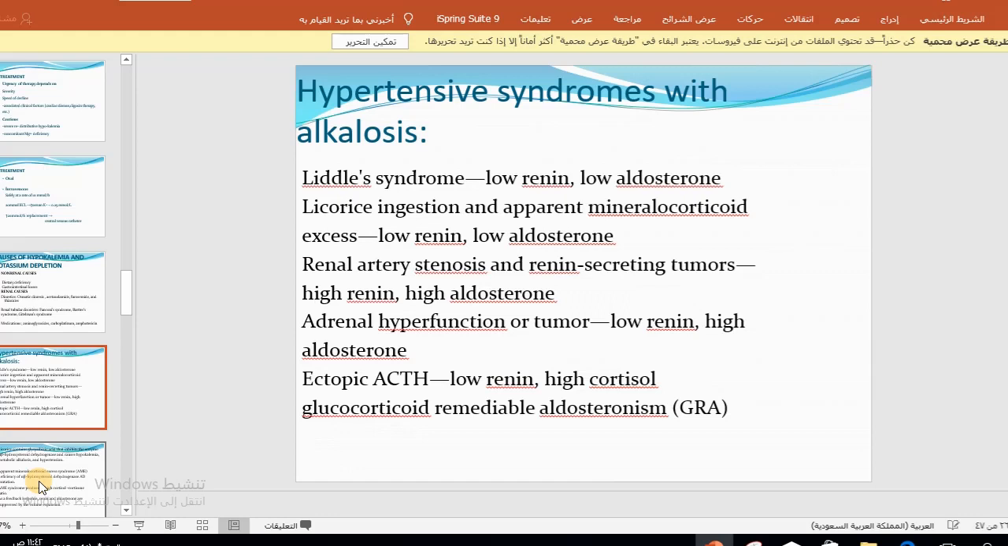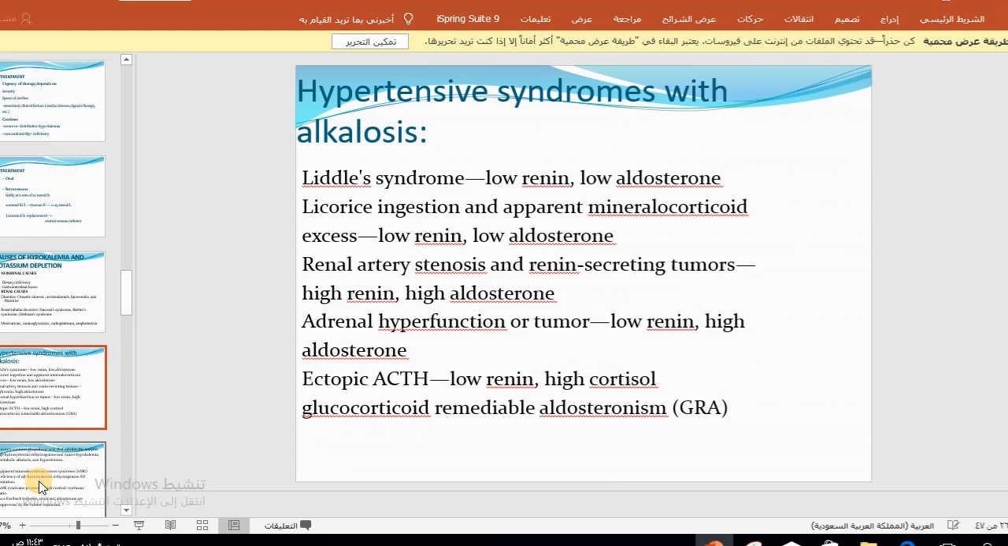Licorice ingestion and apparent mineralocorticoid excess are also associated with low renin and low aldosterone. It inhibits the 11 beta hydroxysteroid dehydrogenase enzyme, which converts cortisol, which has a high mineralocorticoid effect, to cortisone with low mineralocorticoid effect. Once this enzyme is insufficient, cortisol accumulates and acts like a mineralocorticoid. You should know that all steroids have some mineralocorticoid effect in high dosage.